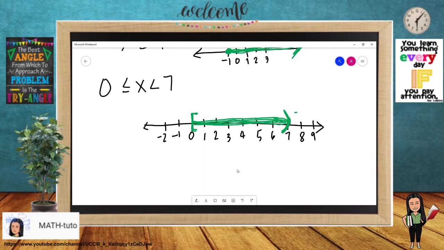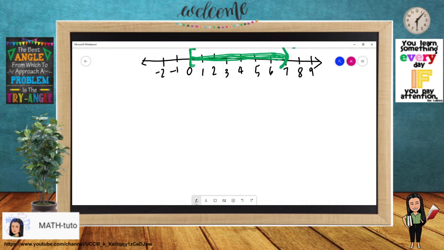Okay, sige. I-add ko lang yung sa not equal. Paano pag not equal? Paano natin yun i-graph?